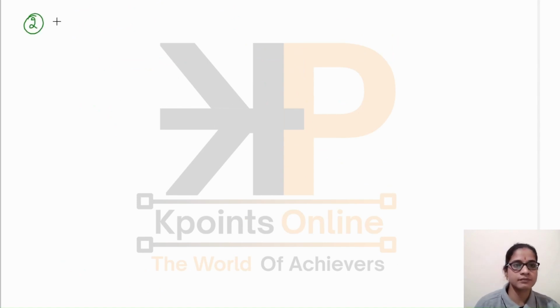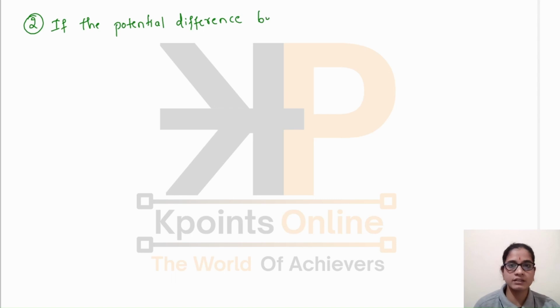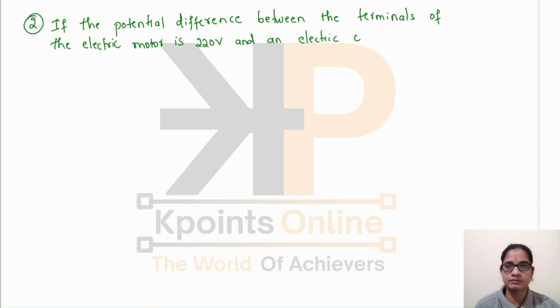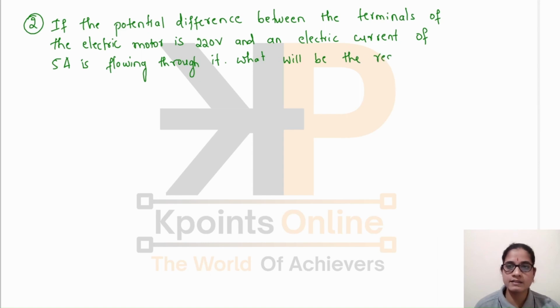Let's see the next question. If the potential difference between the terminals of the electric motor is 220 volt and an electric current of 5 ampere is flowing through it, what will be the resistance of the electric motor?